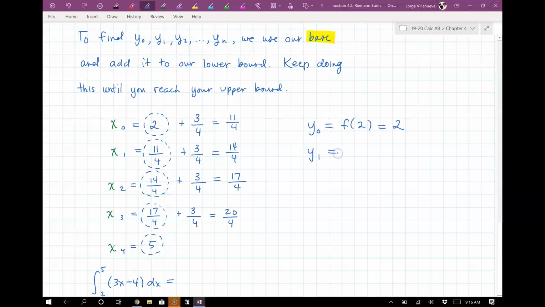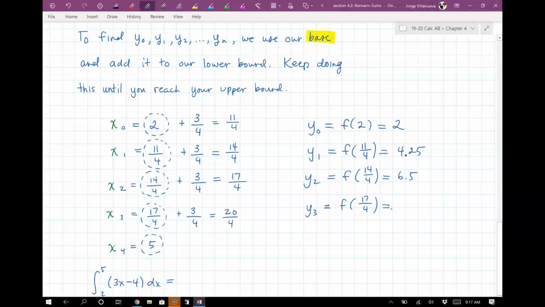Y sub 1 is f of 11 fourths. I'm plugging in x sub 1 for that one, right? So when I plug it in, I get 4.25. Okay, 4 1/4. To find y sub 2, I plug in x sub 2. So x sub 2 is 14 fourths. Well, my answer comes out to 6.5. That's the height of that left side of the rectangle. Okay, it's 6.5 units.